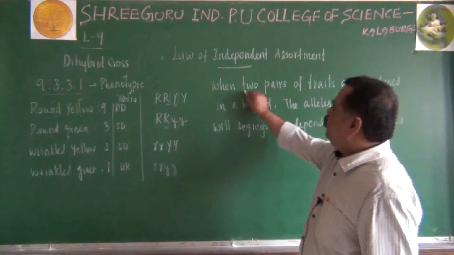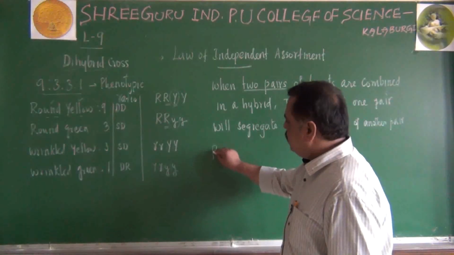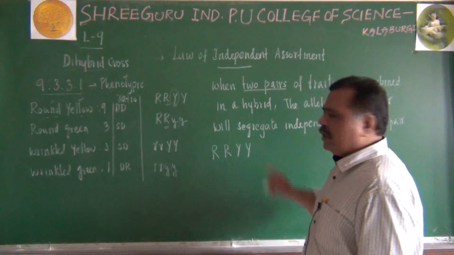What is the meaning of two pairs of traits? We are taking capital R, capital Y, like this. Four alleles we are taking.